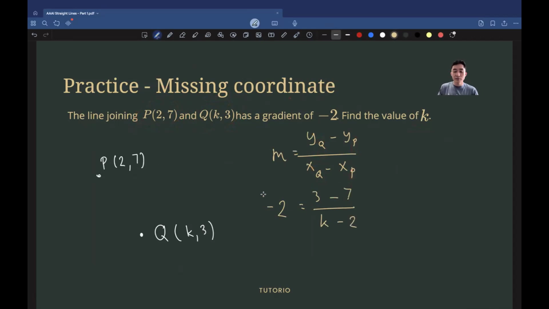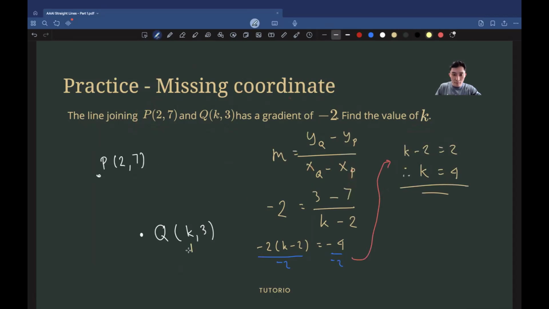So now we just need to cross multiply them. So we will get -2(k - 2) equals -4. And we divide by -2, so I write here, divide by -2, divide by -2. And I will continue that up here. So k - 2 equals 2, so k equals 4. So we got the value of k, and underline them twice. So here the value will be 4.